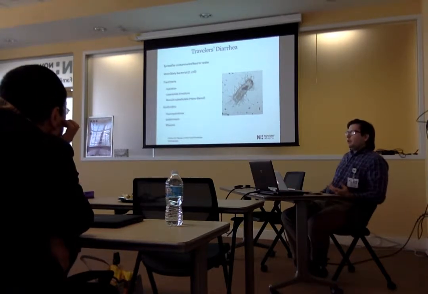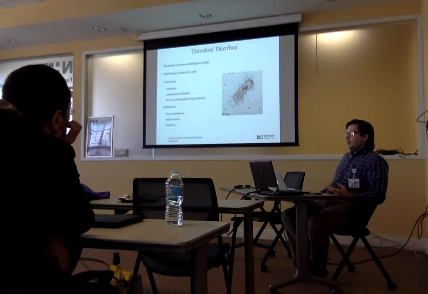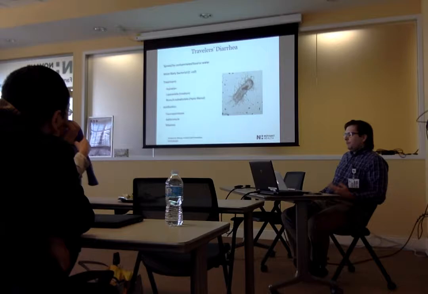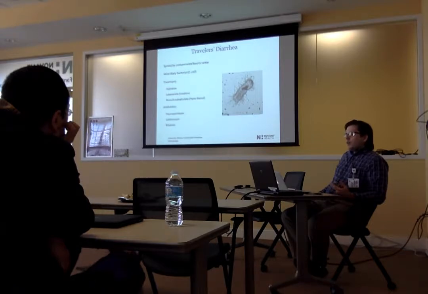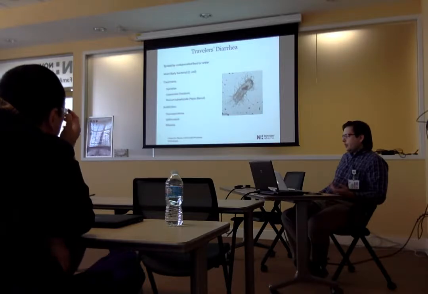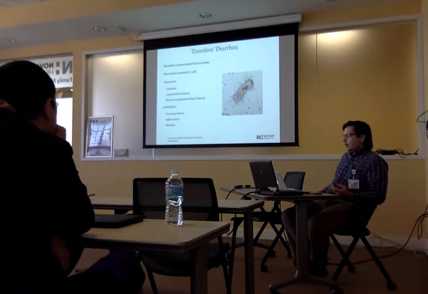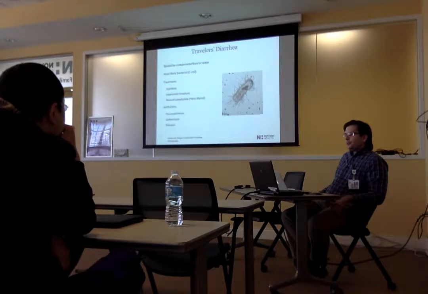So starting with your bacterial infections, there's traveler's diarrhea. This is spread by contaminated food or water. Most likely bacterial in nature, and the organism that we typically see is E. coli. However, you can see other organisms such as Campylobacter, Shigella, Salmonella, and even protozoans such as Giardia, Entamoeba, and Cryptosporidium. So prevention strategies are big here, essentially making sure you're not getting contaminated food and water in your system.